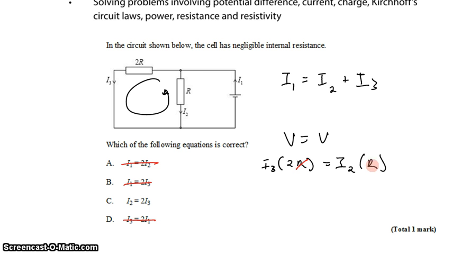It's the same R on both sides, just a factor of 2, which means that twice I3 has to equal I2. I2 is twice I3. Twice as much current goes through this branch as that branch.